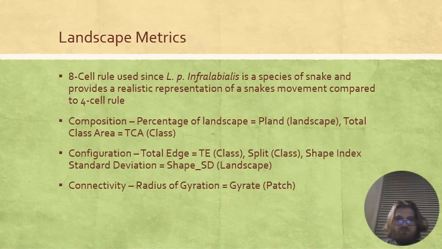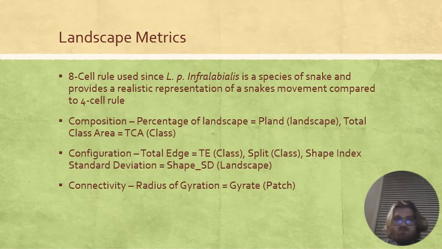For landscape metrics, I have elected to use the 8-cell rule rather than the 4-cell rule when it comes to infralabialis. Since it is a species of snake, I thought it provided a more realistic representation of the snake's movement through the landscape. Since snakes do not tend to go on a straight path since they slither on the surface of the ground, they tend to veer, so I think the 8-cell rule would provide a more realistic representation.